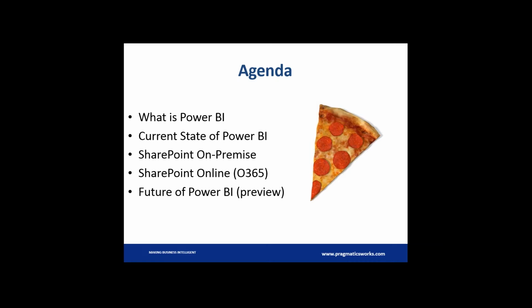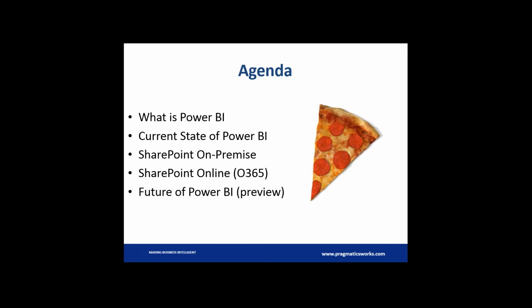and then we'll talk about the current state of Power BI. So what's going on with Power BI today? We'll talk a little bit about some of the history of Power BI, kind of how we got to where we are. And then part of that current state of Power BI is going to be those next two bullet points there. So we have SharePoint Online and SharePoint On-Premise. SharePoint that you host here in your own office, so inside of your own data center, sort of a situation there.